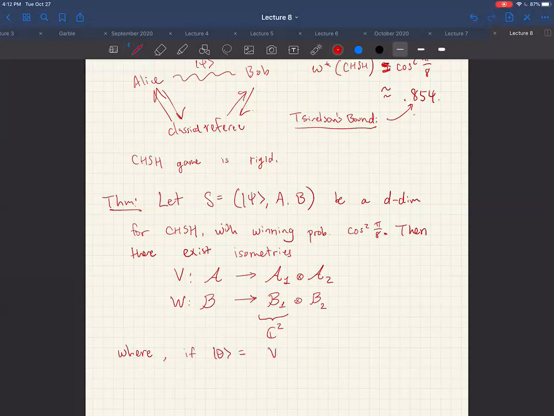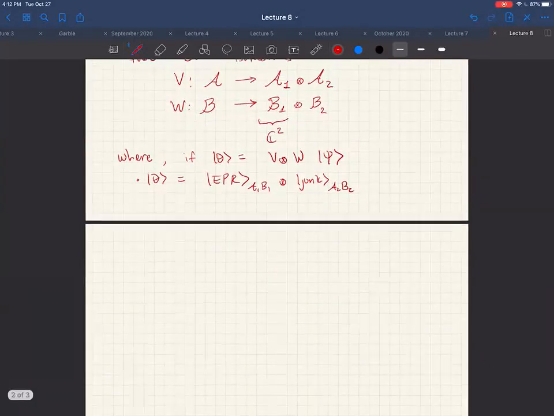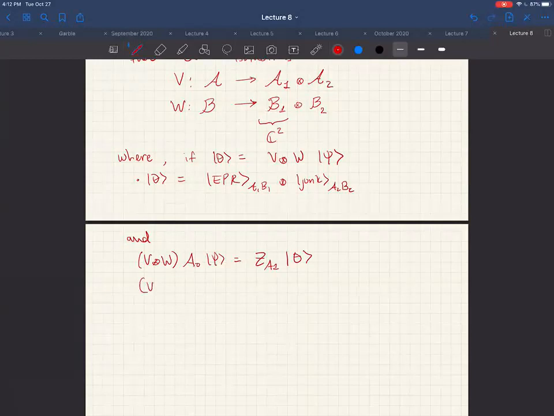So if we let theta denote applying these local changes of bases to the state that they share, then the state factors into the EPR pair and some junk state. And their measurement observables look like the Pauli Z and X observables. So I'm just reviewing what we proved last time. Oh, oops, this should be A1.